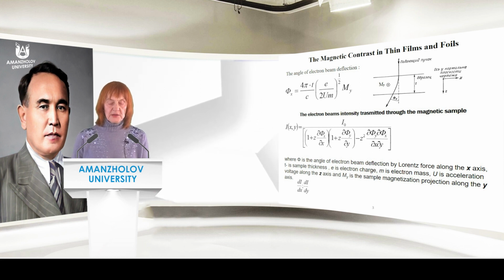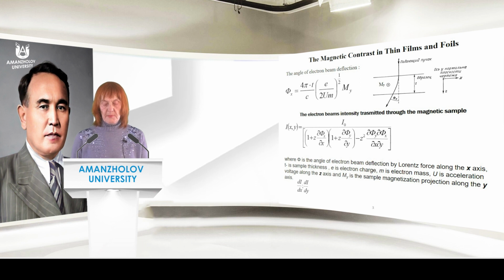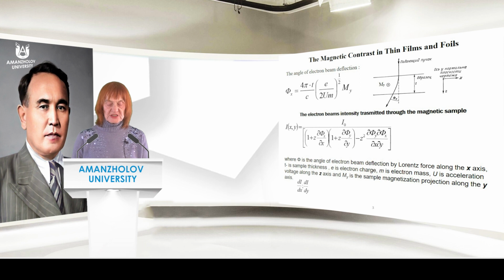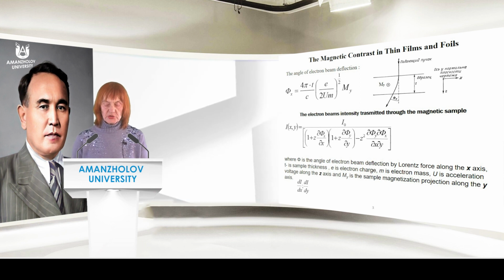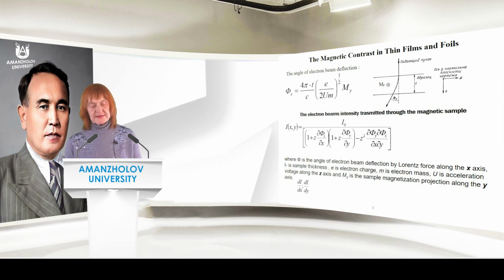The angle of electron beam deflection by the sample magnetic fields is determined by the expression, where phi is the angle of electron beam deflection by the Lorentz force along the x-axis, T is the sample thickness, E is the electron charge, M is the electron mass, U is the acceleration voltage along the z-axis, and My is the sample magnetization projection along the y-axis.